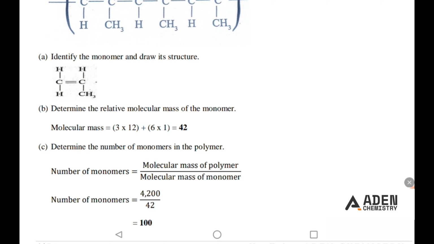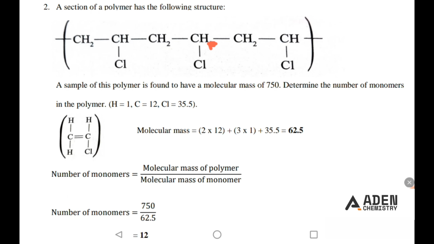This will be equal to the molecular mass of the polymer, which is given as 4,200 in the question, divided by the molecular mass of the monomer, which we have as 42. So when we take 4,200 and divide by 42, we get 100. So the number of monomers is 100. Then next, let's proceed to example number 2.